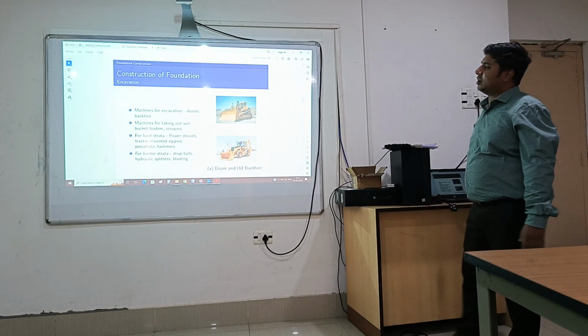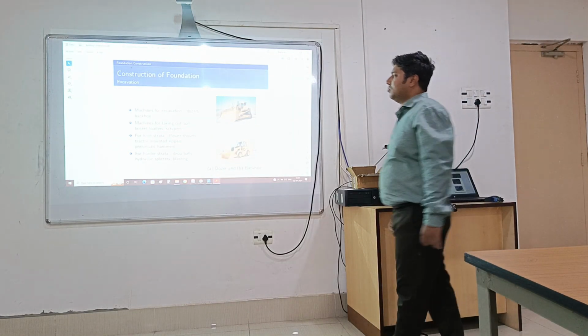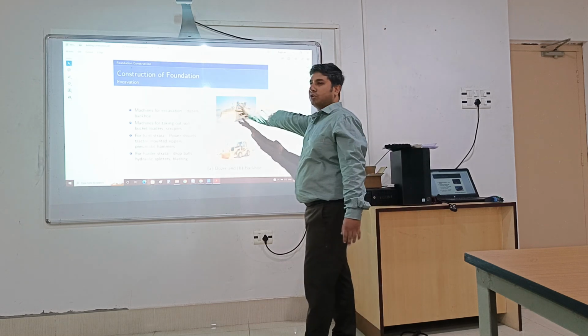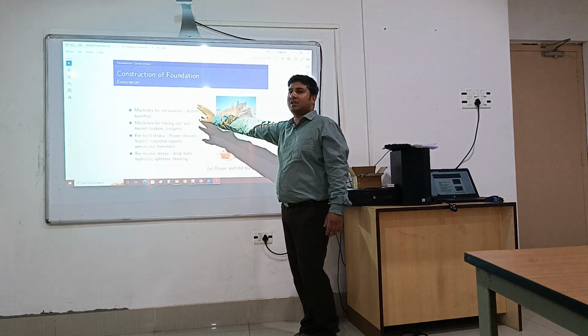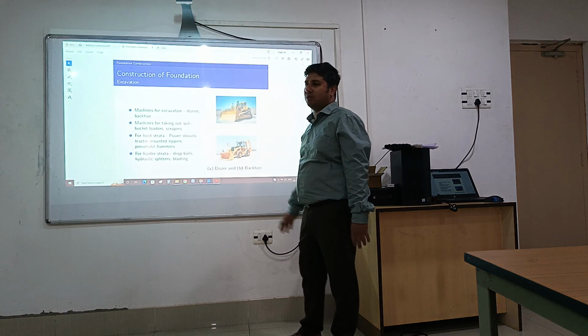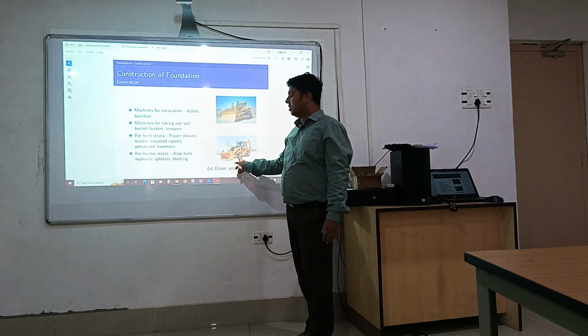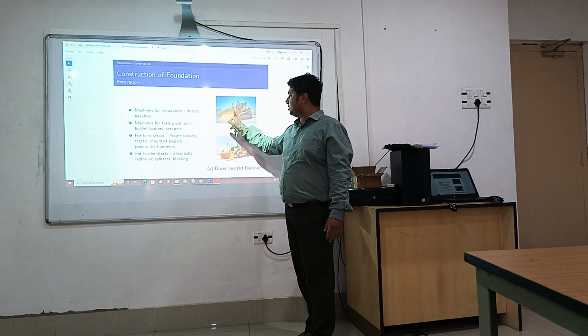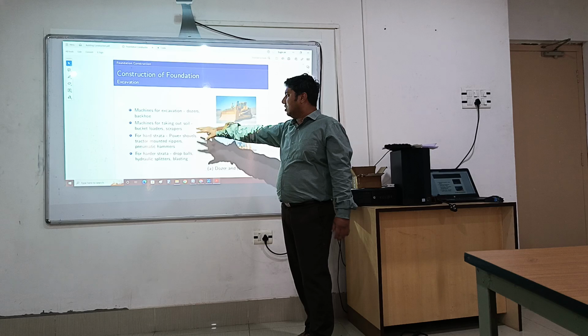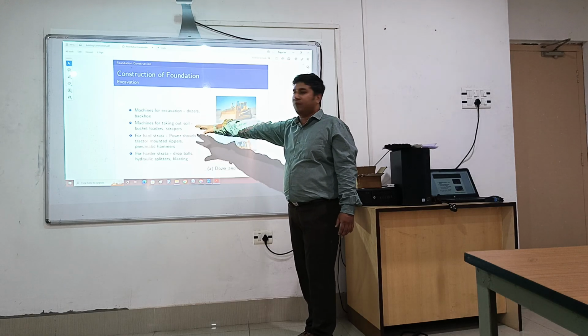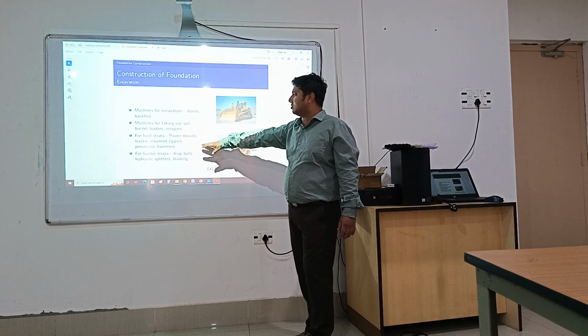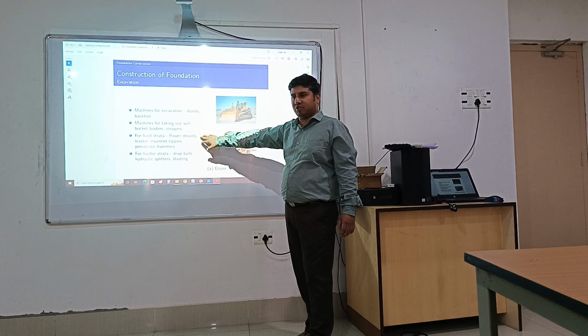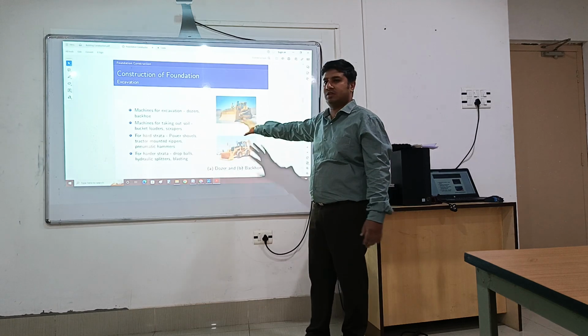These are some of the construction equipment that are used. You can use a dozer or backhoe for excavation work. The JCB below is actually your backhoe. This is a dozer, this is a backhoe. Then to take out the material we need a bucket loader or scrapers, and for hard strata we will use a power shovel. In the next module we will discuss details on this.